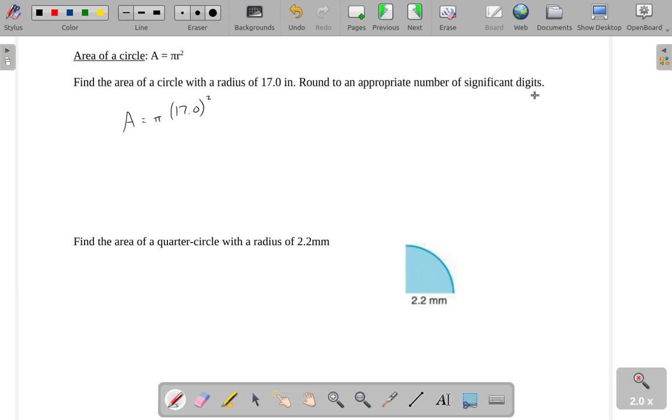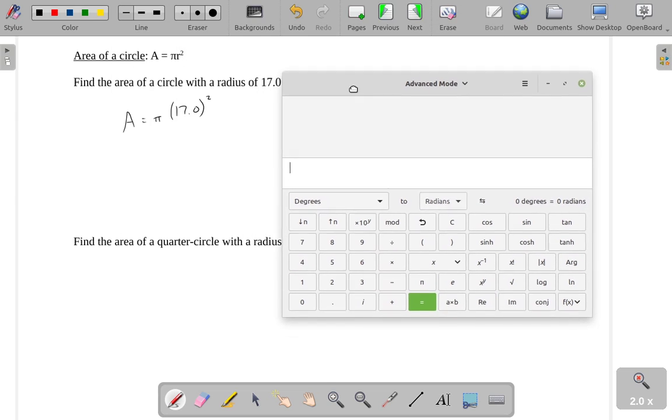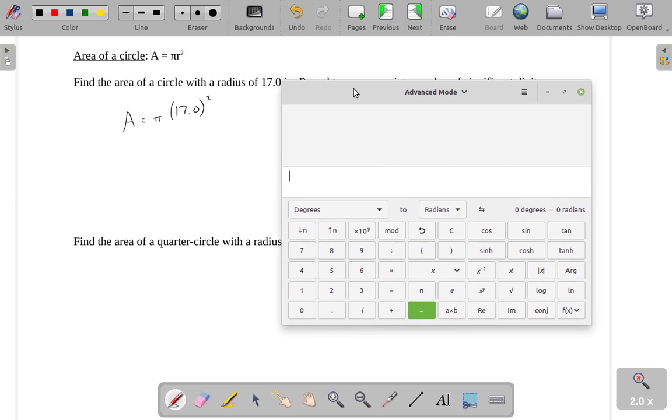This does say to round to an appropriate number of significant digits. And I'm multiplying something with 3 digits by something else with 3 digits. That's what happens when I'm squaring it. And I'm multiplying that by something that has, well, infinite accuracy, as much accuracy as you really need. That's the pi. So going with the least one there means we're going to go with 3 significant digits.